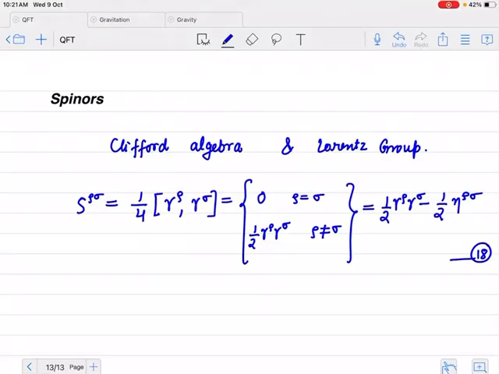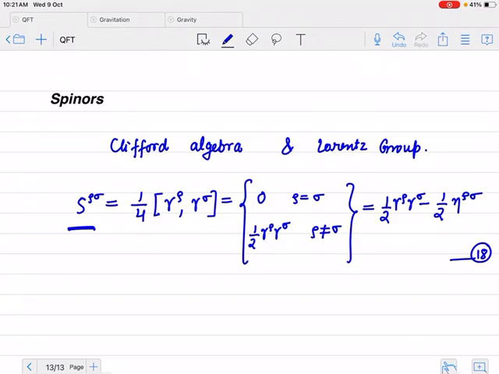Spinor. Let's see what the Clifford algebra has to do with the Lorentz group. There is a commutation relation of two gamma mu's, and this commutation relation gives us the 4 by 4 matrices S rho sigma, and there are a few properties of these S matrices with the gamma.